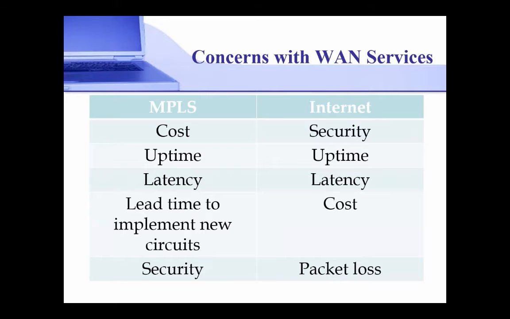As part of that survey I mentioned, I asked people to indicate what their concerns were with wide area network services. And if you look at this table, the concerns are listed from the most important downward. So under MPLS, the most important concern was cost, then uptime, then latency, then lead time to implement new circuits. I doubt if it's a surprise to anybody on this webinar that cost was the most important concern relative to MPLS, and the security was the most important concern relative to the use of the internet.